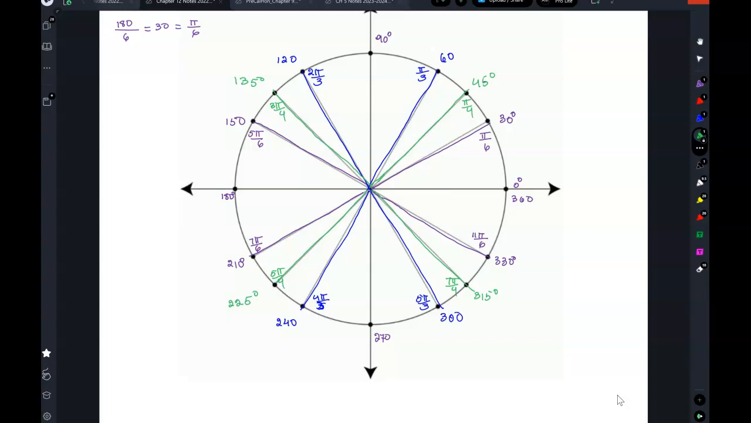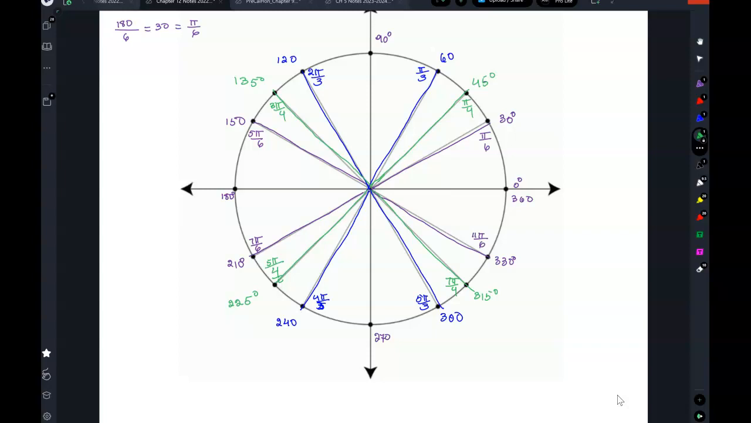Yeah, go ahead. 225 degrees. Is that 5 pi over 9 or 5 pi over 4? Those are all of the 4s. Yeah, these are all the 4s. They're all the pi over 4. So 1 pi over 4, 3 pi over 4, 5 pi over 4, 7 pi over 4.